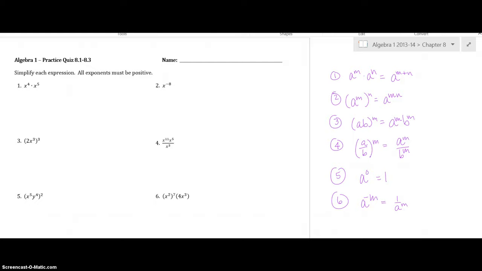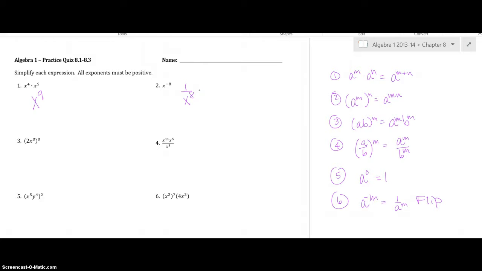So in number 1, we're going to use rule number 1, and we're going to add the exponents to get x to the 9th. Number 2, we're going to use rule number 6, which is to flip when you have a negative exponent. So it's going to be 1 over x to the positive 8. When you flip, that takes care of the negative exponent.